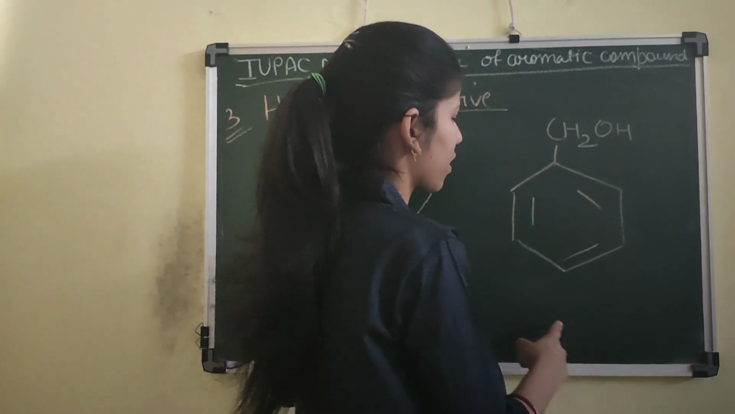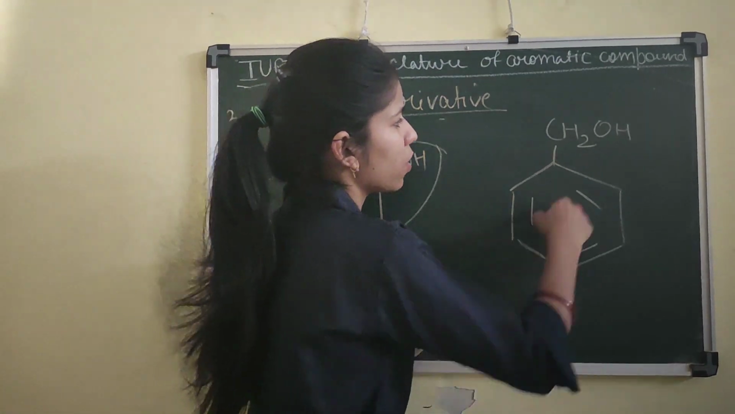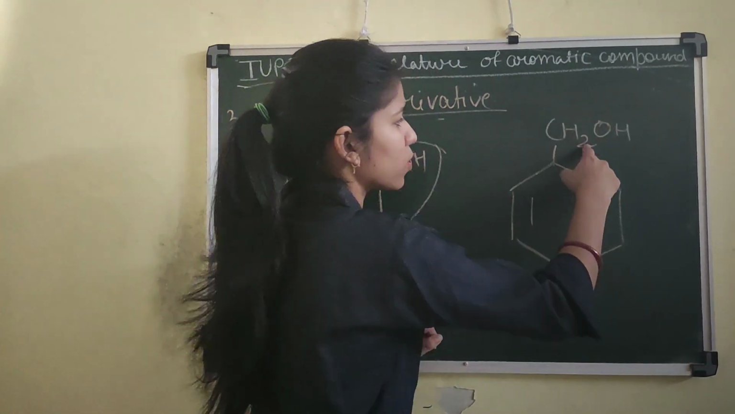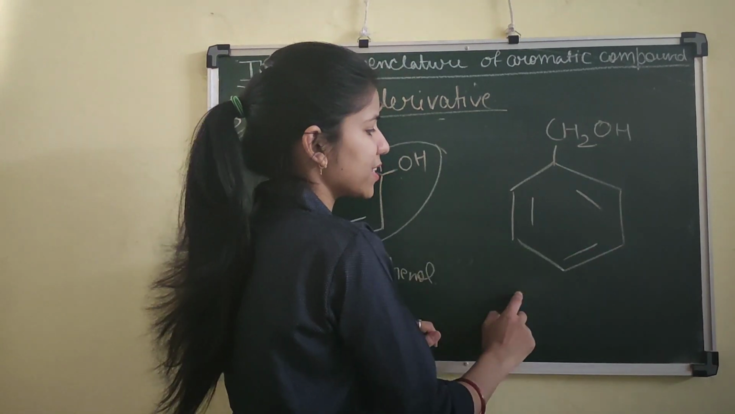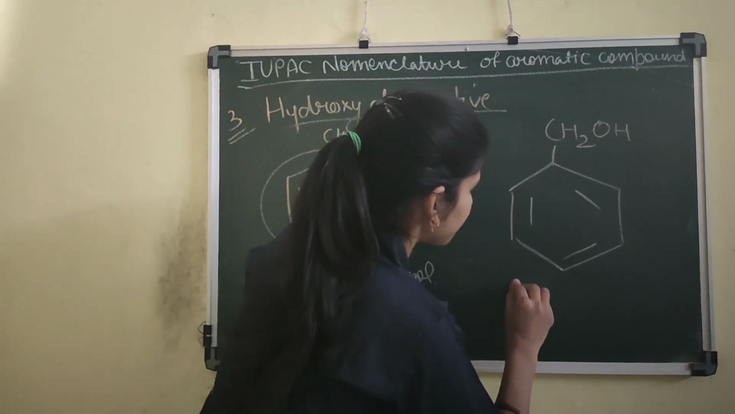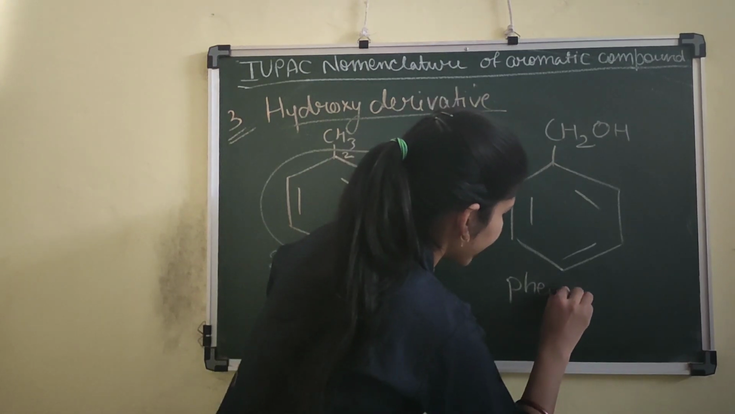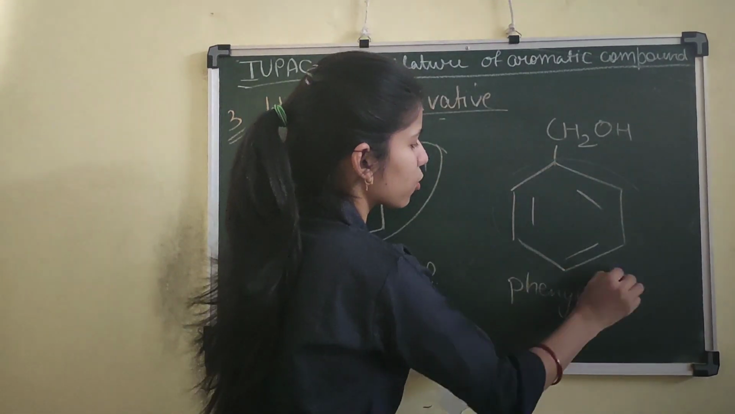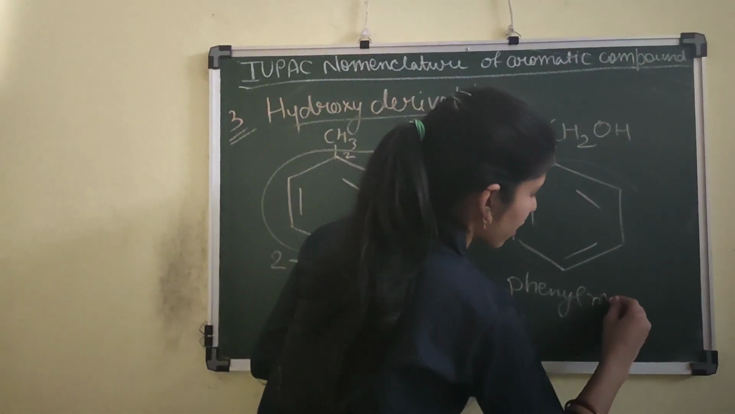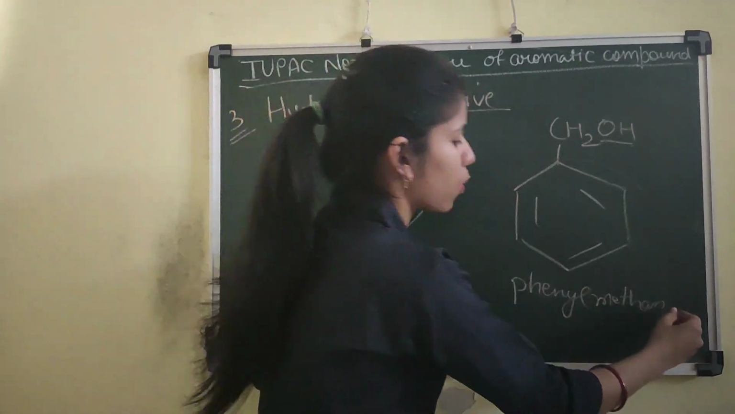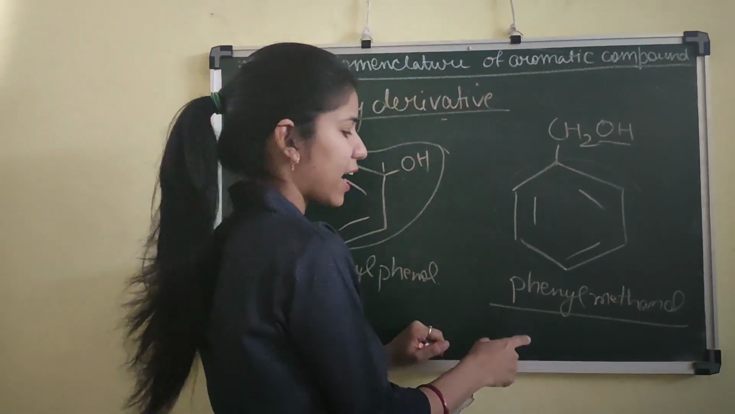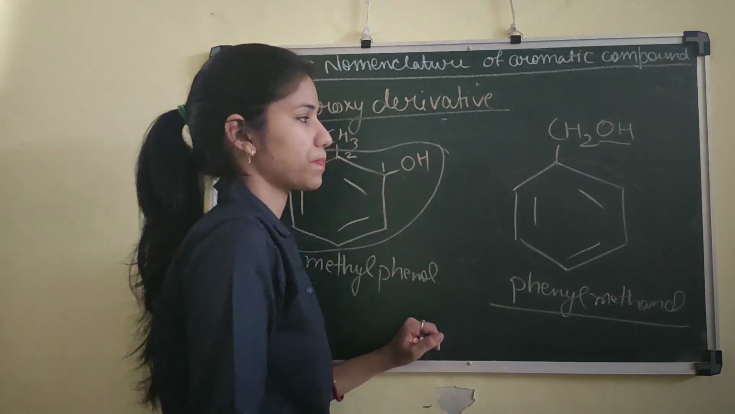And the next example is CH2OH. So this is called an alcohol group because this OH is present on the carbon atom, not on the benzene ring. So this is the phenyl group and this is methane, and for the alcohol group, ol is used. So this is called phenylmethanol.